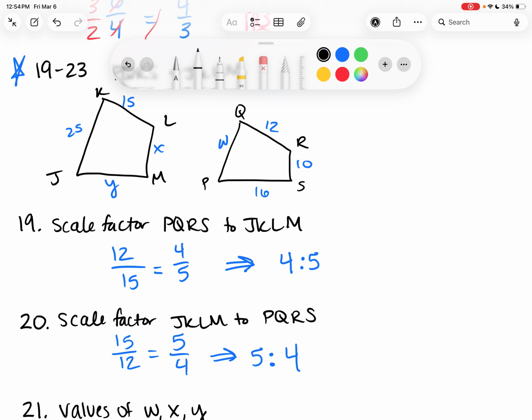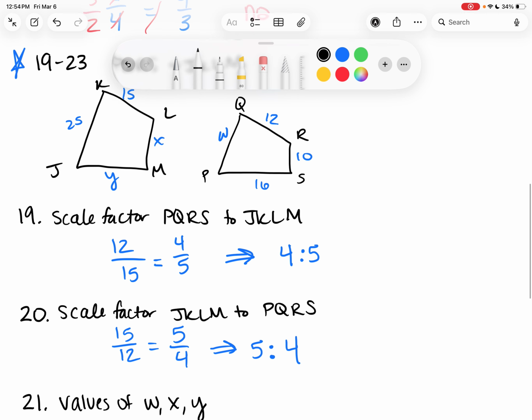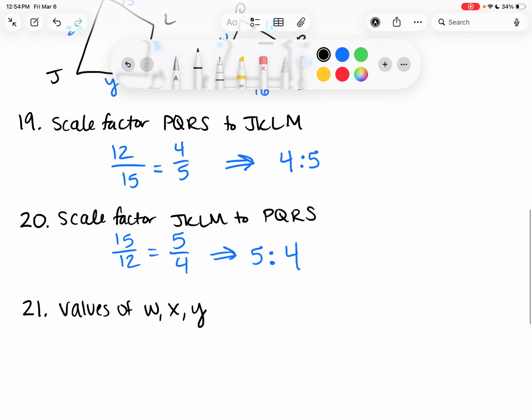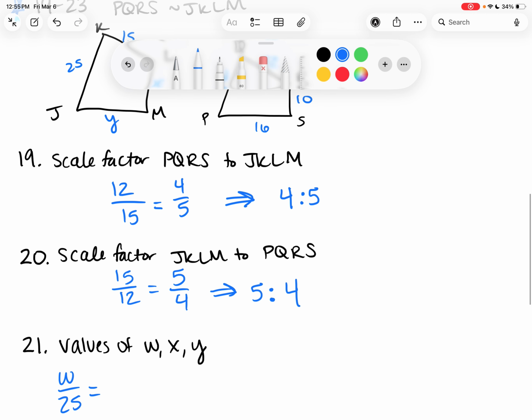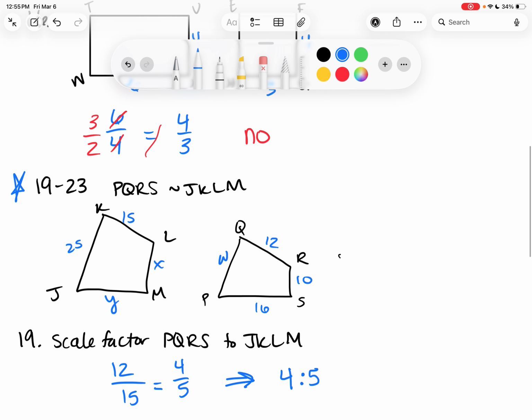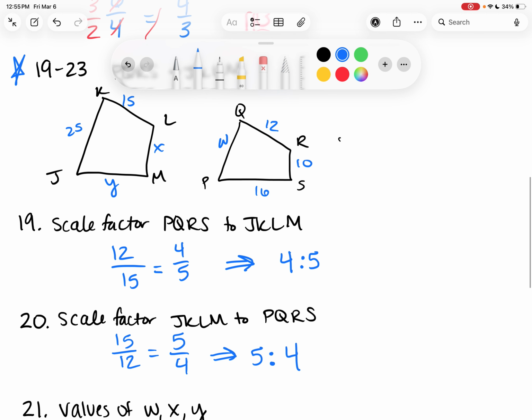So we'll start with W. So I need W and 25, and it doesn't matter, I just need to start with the same one each time. It would be much easier if I start with W being on the top, mathematically. So I'm going to do W over 25 is equal to, I can either use my scale factor and say 4 to 5, or I can go back over here and say 12/15, which I know is going to reduce to 4/5. You just have to make sure you do it in the right order.